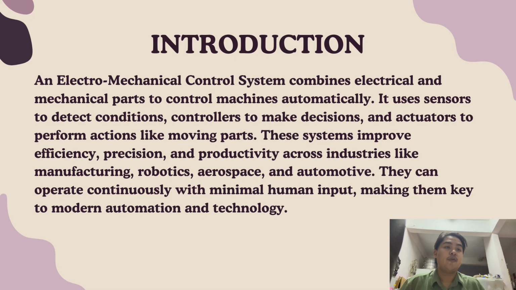The introduction for the assignment control principle is electrical mechanical control system, combining electrical and mechanical parts to control machines automatically. It uses sensors to detect conditions and a controller to make decisions, and the system improves efficiency, precision, and productivity across industries like manufacturing, robotics, aerospace, and automotive. Lastly, they can operate continuously with minimal human input, making them key to modern automation and technology.